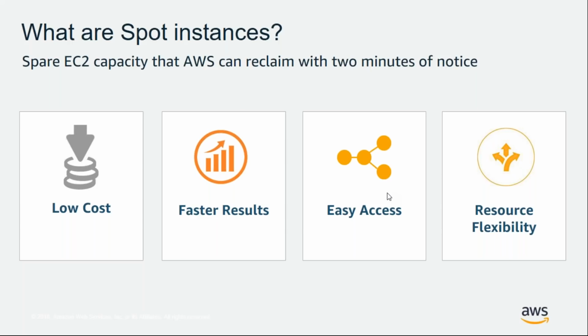What do I mean by resource flexibility? I mean that with a single API call, or maybe a couple of clicks in the console, I can elect to spin up an army of Spot instances across a number of different instance types. So I can spin up a Spot fleet, which is comprised of C's and M's and R's to maximize my success in getting Spot.